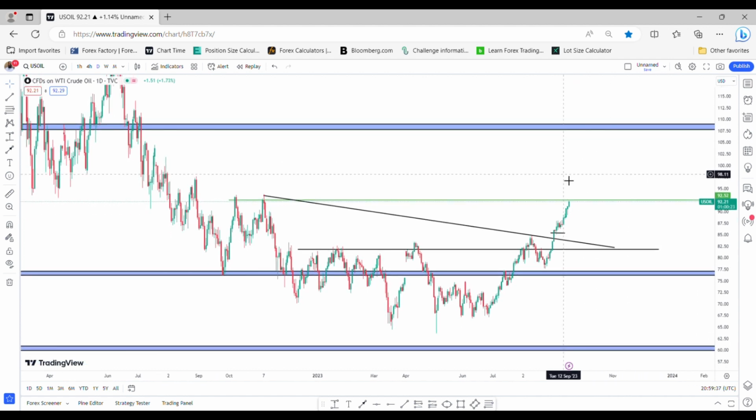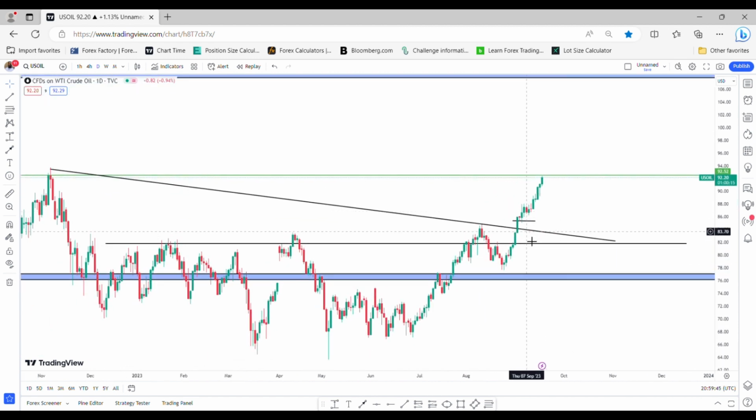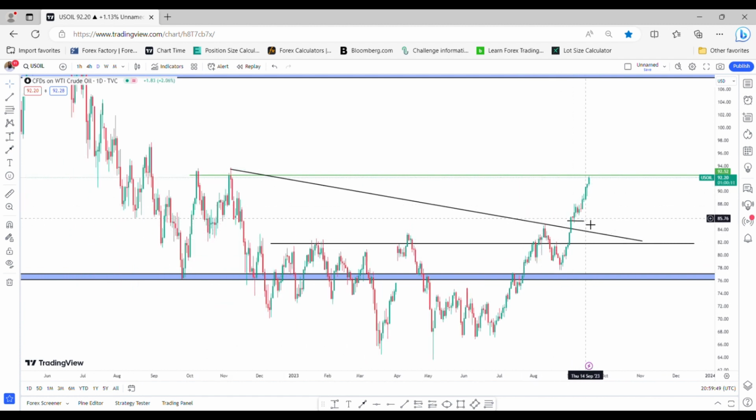In the meantime, if we do not break this support area, we might just see oil coming down to sit properly. Remember, oil has actually been overbought already. You can see heavy buyers, right? Heavy buyers are just pushing it up. So we might see something like this if this area doesn't break instantly.